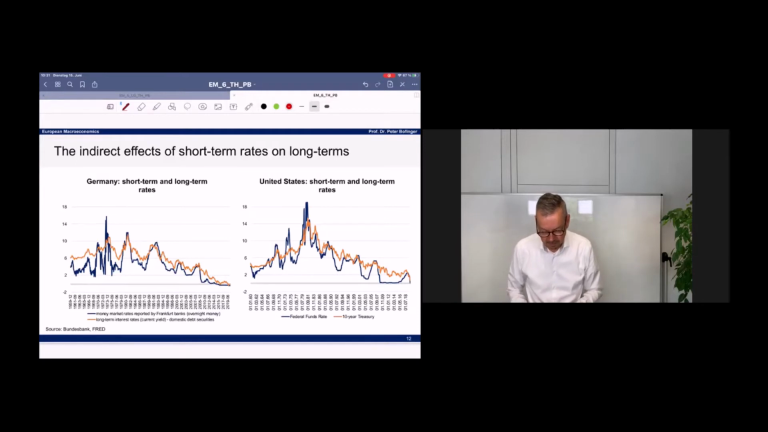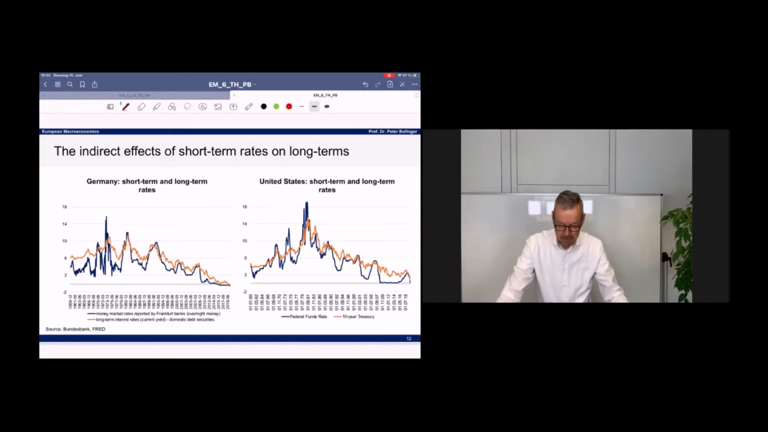Here on this chart, you can see the short-term and long-term interest rates for Germany and the United States. The short-term rate is the overnight money market rate, the federal funds rate for the United States, and here the money market rate reported in Frankfurt. And the long-term rate is a rate for long-term securities. In the case of the United States, it's 10-year treasuries. In Germany, it's a kind of average yield for domestic debt securities.